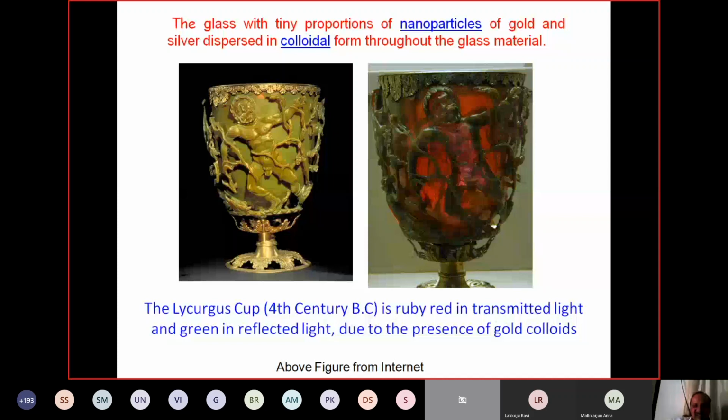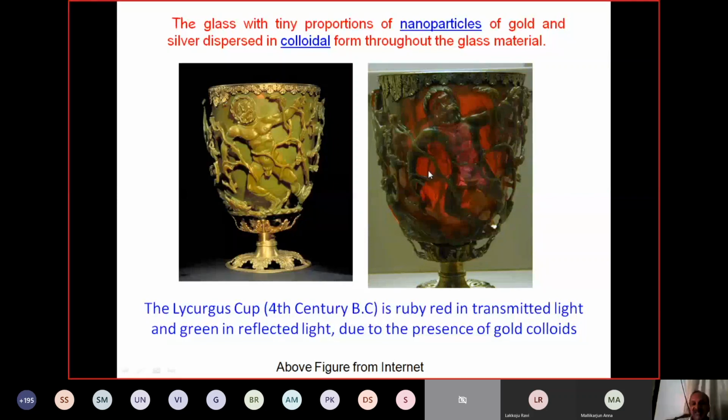When you see it in transmitted light, that means when you put a light inside, it shows ruby red in color. But when it is reflected, it shows green in color. This effect is only due to the size of the particles dispersed in the glass. So it's not a new technology; they used it in the 4th century BC itself.